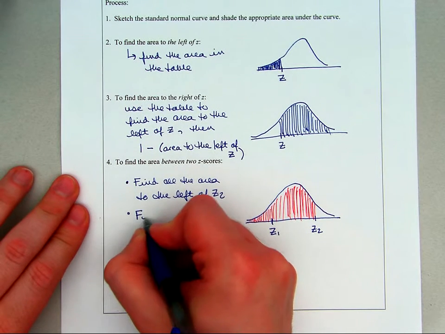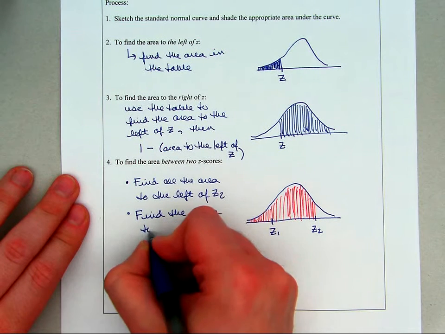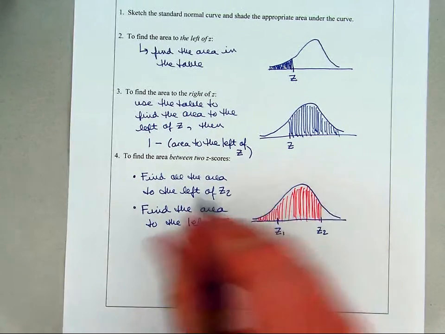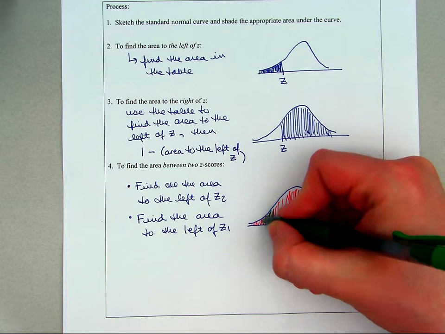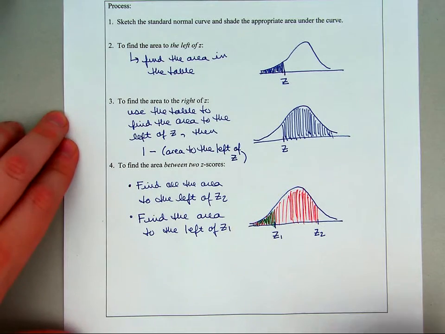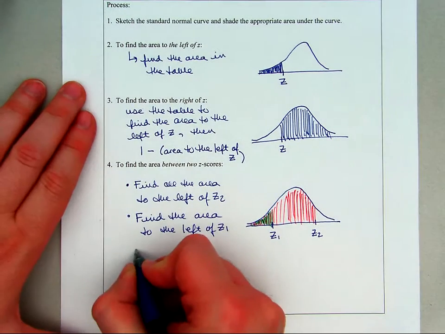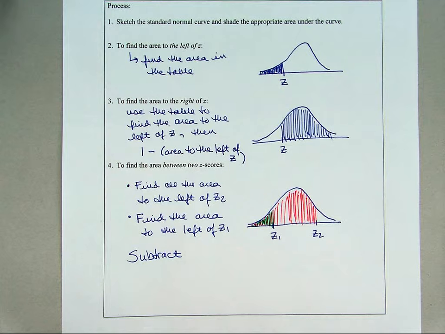The next thing I'm going to do is find the area to the left of z1. Let me find a color for this one. Let me shade this in over here. And I want to take that green area away from the red area, and I'll be left with the piece that I want in the middle. And we're just going to subtract those answers. So this is the basic idea. Let me show you some examples and see what happens with this. Let's go on to page 31.